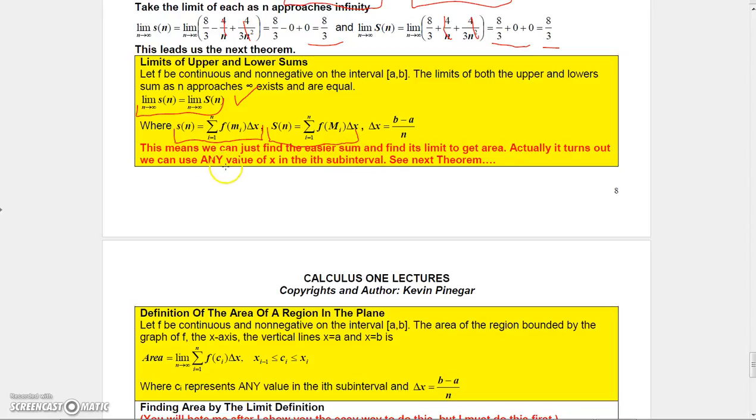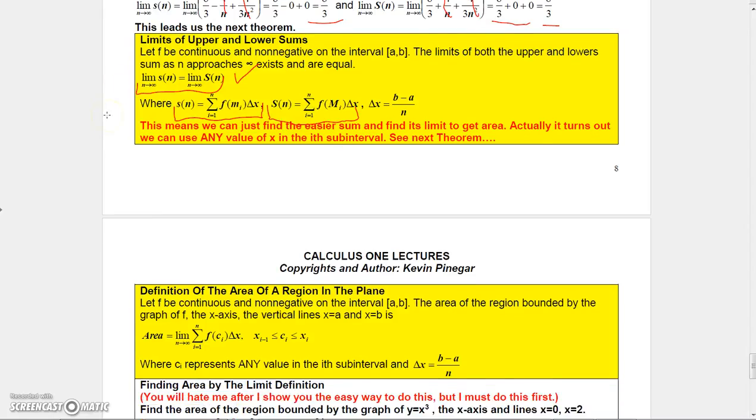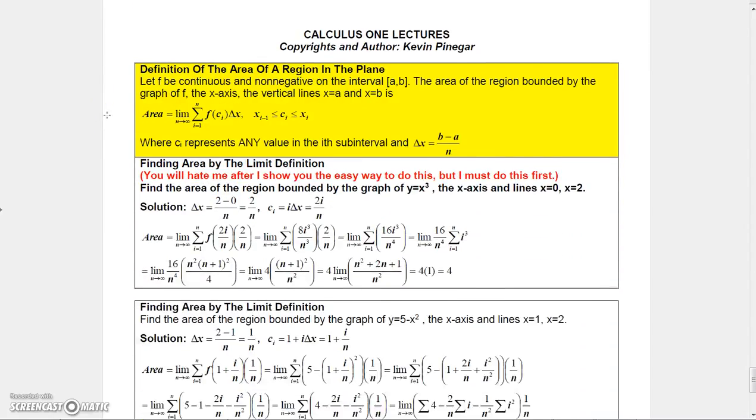Actually, it turns out we can use any x value in the ith subinterval. So it doesn't have to be the left endpoint, right endpoint, or the minimum or the maximum. It turns out it works for any value in that subinterval.